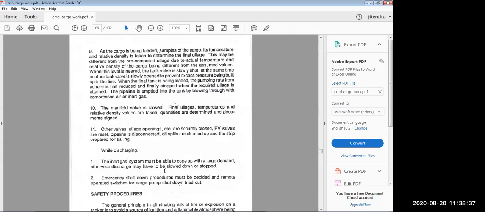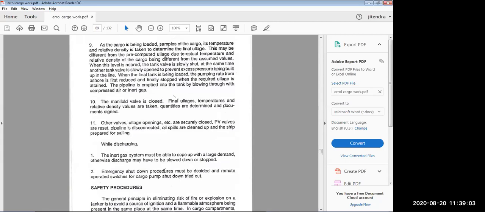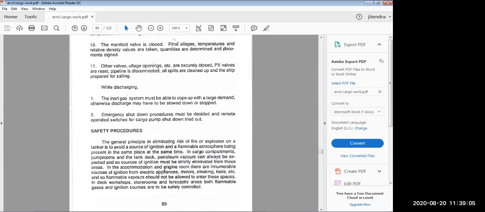Then once the sample is passed, we start increasing the rate slowly and go up to the maximum rate and keep monitoring the temperature and pressure. Then once we finish loading, close the manifold, wait for 30 minutes, take the final ullage, temperature, density, calculate the cargo and secure the lines. Same for discharging. Before that, we have to keep the inert gas system ready because the tank will get empty.